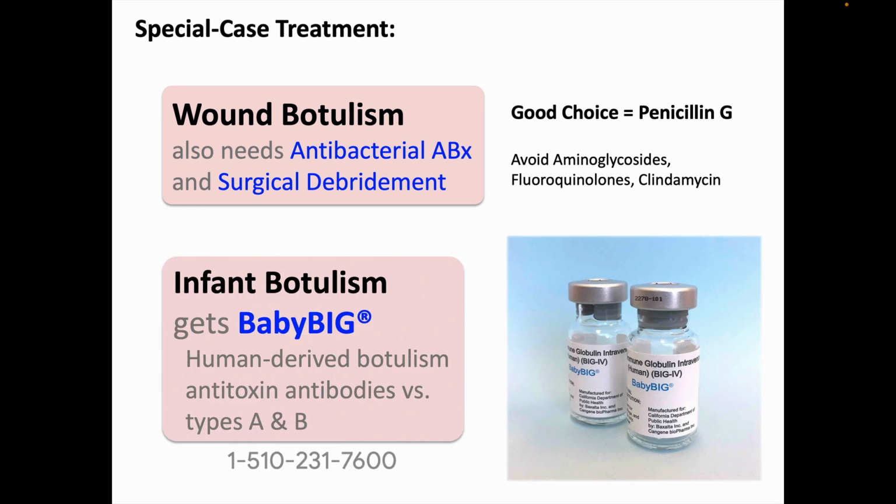For cases of infant botulism, there's a different product available called Baby Big, which is a human-derived botulism type A and type B antitoxin that's only available from the California Department of Public Health, and I've listed the phone number you'd need to call for the Infant Botulism Treatment and Prevention Program on-call physician.